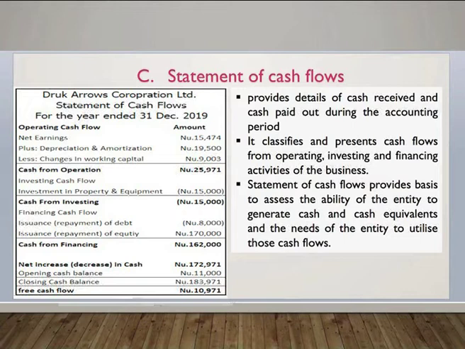If you look at the sample, it begins with the operating cash flow, and then we have cash from investing activities, and then we have cash from financing activities. At the end, we will see if there is cash inflows or outflows. And we see here in this case, we have a free cash flow of 10,971.